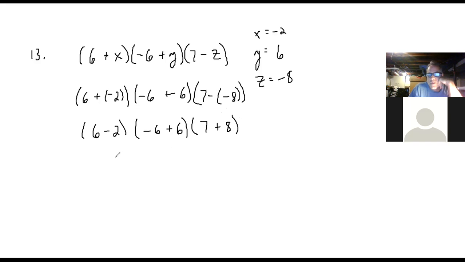And this whole thing, honestly, I can look at this and know it's 0. It's 3 things multiplied together. One of them 0. So the whole thing would multiply to be 0. I mean, just writing it out, it's 4 times 0 times 15. But anything times 0, so 4 times 0 is 0. Anything times 0 is 0. Okay.